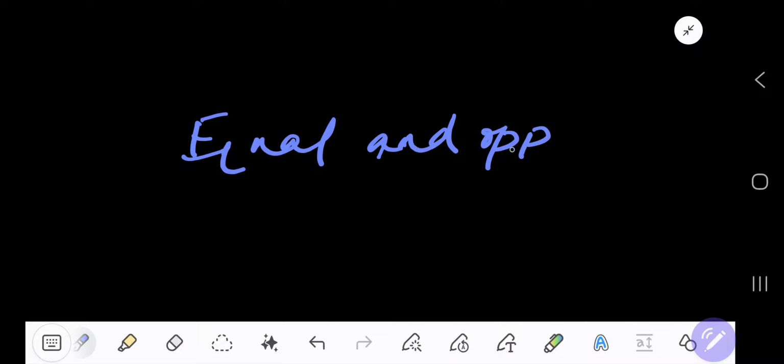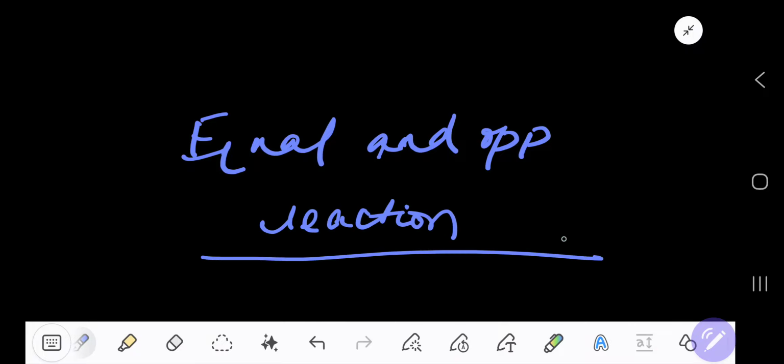Newton's third law, as I said before, is, I'll say it properly: to every action there is an equal and opposite reaction.